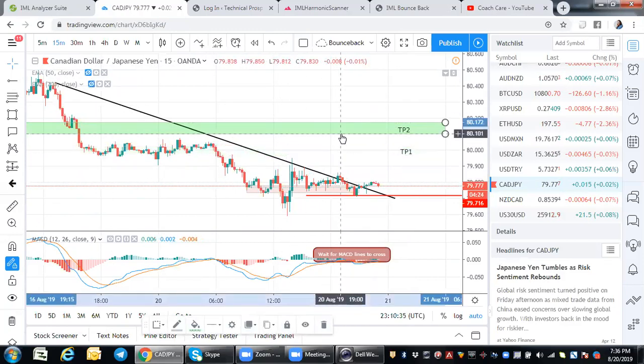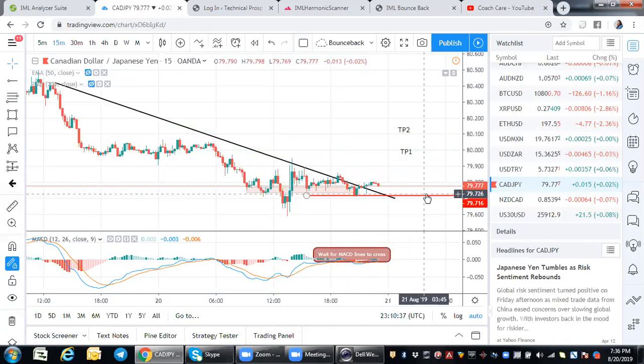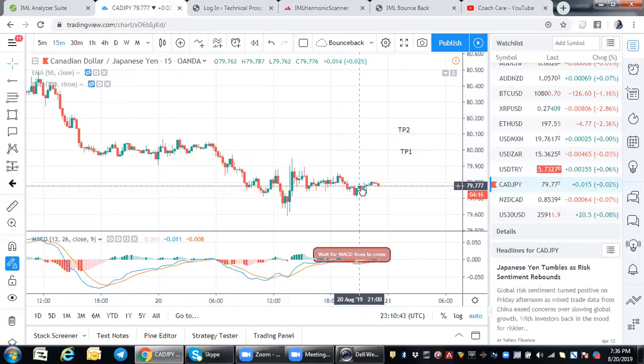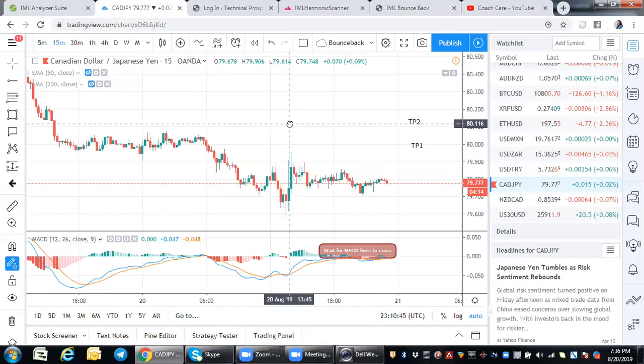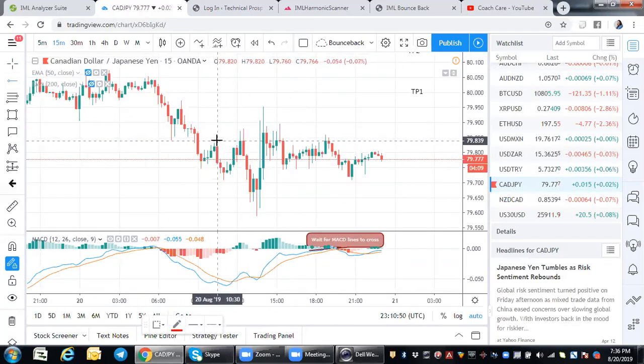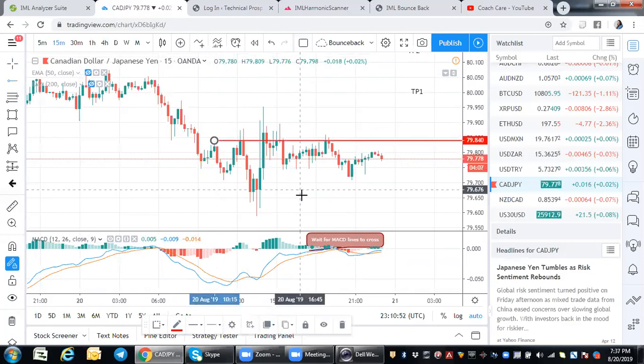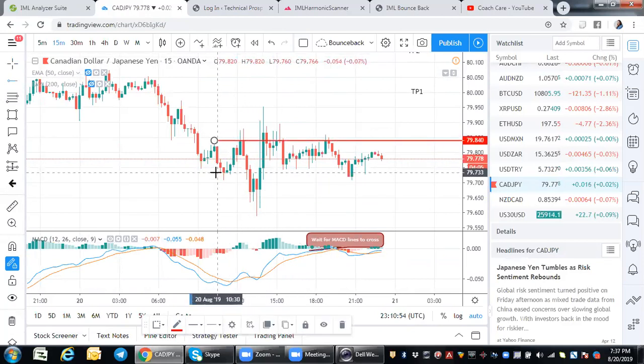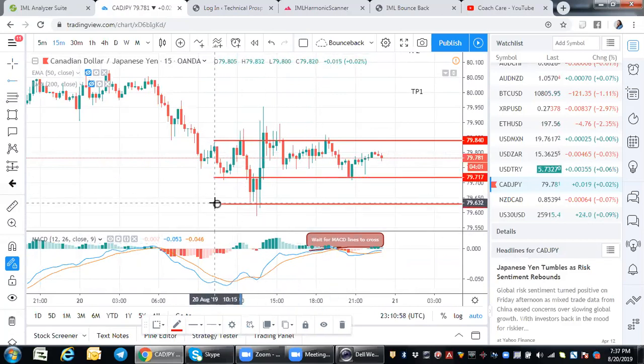Now let's do this from scratch, right? So you can see here that we have a range in between two price points. I'm going to mark it here, and then I'm going to mark it here as well. This is the area.